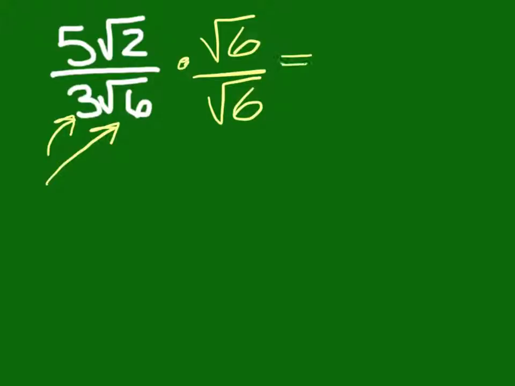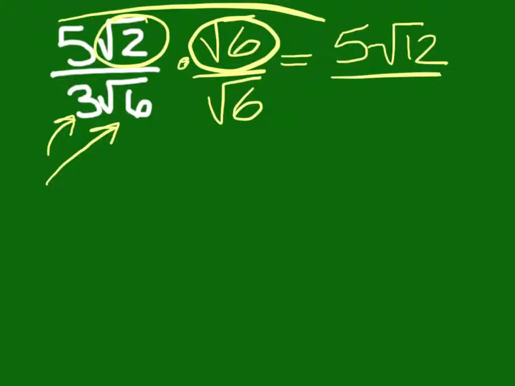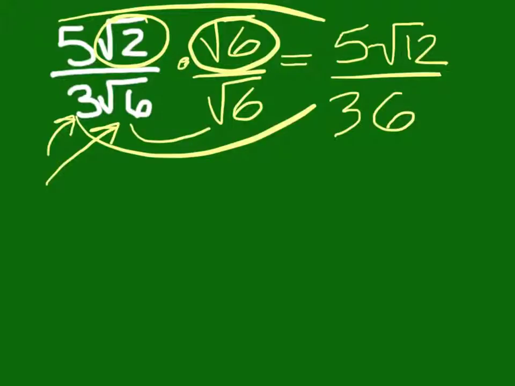And then simplify. On the top, the 5 stays the same. Square root of 2 times square root of 6 is square root of 12. And then on the bottom, your 3 stays, but square root of 6 times itself is 6. So you have 3 times 6 on the bottom. Of course, 3 times 6 on the bottom is going to be 18.